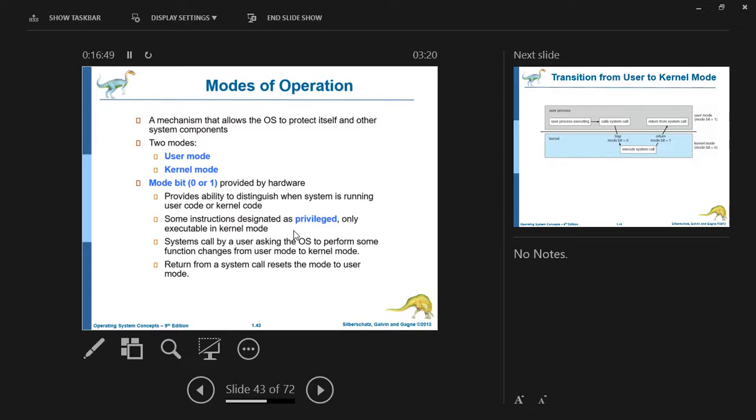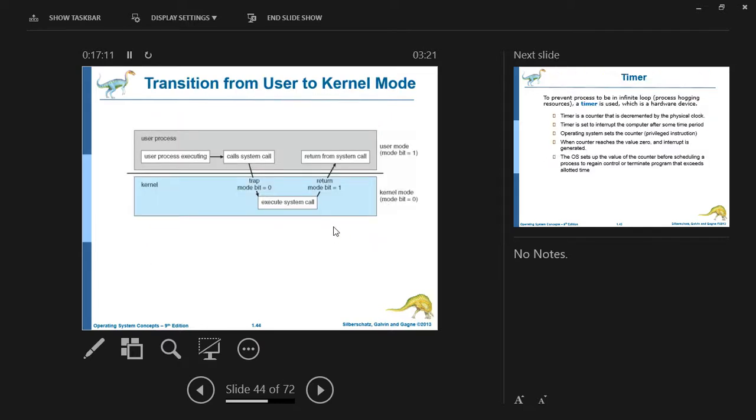Some instructions are designed as privileged, executable only in kernel mode, for example system calls. A system call by a user asking the OS to perform some function changes the mode from user mode to kernel mode. Return from a system call resets the mode to user mode. You can see in this diagram how the switching between user and kernel mode happens when a system call occurs.